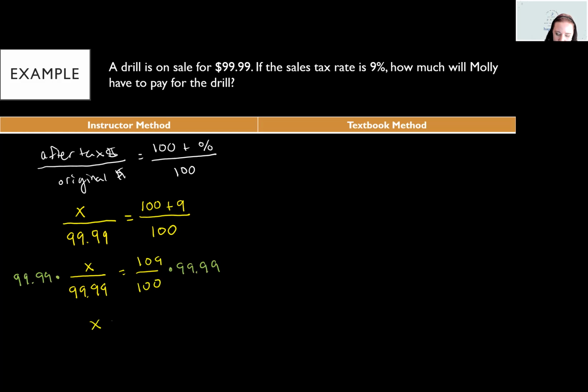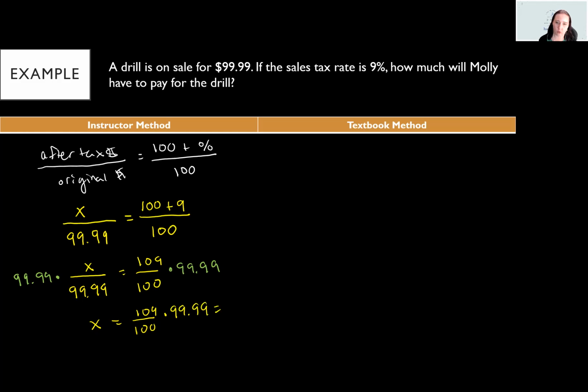So we're left with X. And then on the right, we've got 109 over 100 times 99.99. And basically, you're just going to do that on your calculator because it's a real problem. We're not going to deal with fractions. We can just literally do that on the calculator. And we're going to get an answer in money because it's in dollars. So we want 2 decimal places.